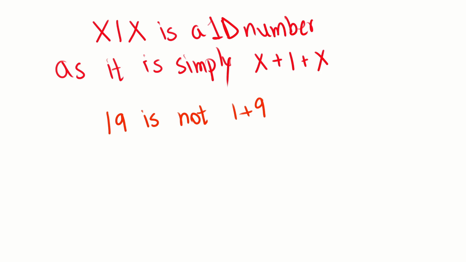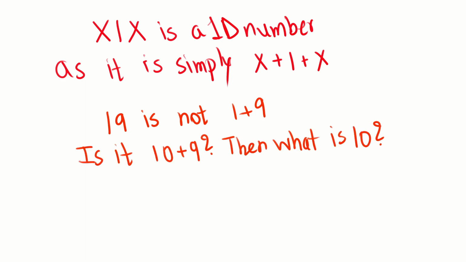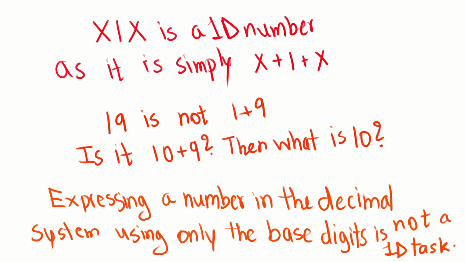And wait a minute, that's not true. What am I thinking? X plus I plus x would be 21. So scratch that. Forget I said that. But 19 is not 1 plus 9. It's 10 plus 9, but what the hell is 10? It's 1 and 0. Weird. So expressing a number in the decimal system using only the base digits is not a 1D task. You can't do it in a single dimension, single line.